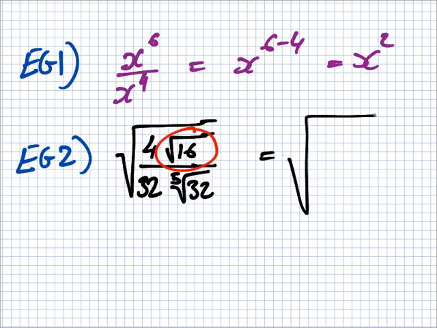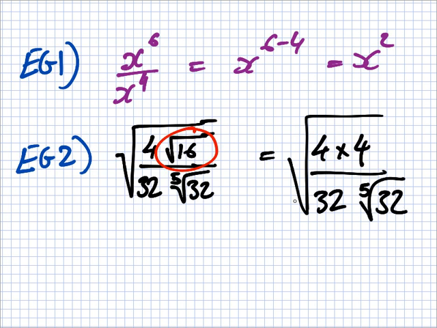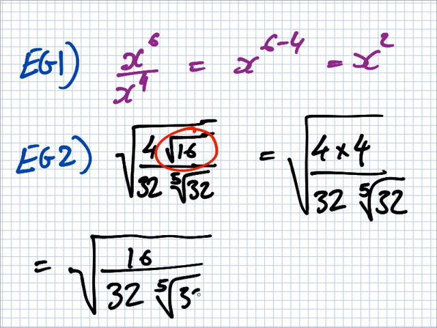So this will be square root 4 times 4 over 32, fifth root of 32. Well, on the top, again, I can decide now, do I want to look at the top, or do I want to look at the bottom? I think I'll just do something about the 32. 16 over 32, which is a half, so maybe I'll just do that next. I said 16 over 32 is a half, I know it is. So 1 over 2, fifth root of 32.